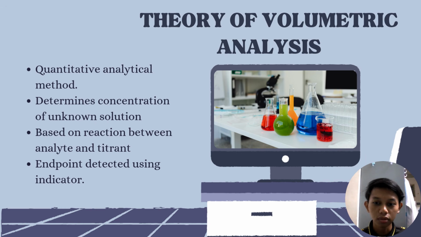Volumetric analysis, also known as titration, is a quantitative analytical method used to determine the concentration of an unknown solution. It works by allowing a solution with a known concentration, called the titrant, to react with the unknown solution, known as the analyte. The reaction continues until the endpoint is reached, which is usually detected by a color change of an indicator. From the volume of titrant used, the concentration of the unknown solution can be accurately calculated.